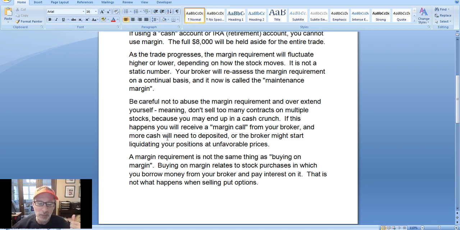So what happens is that you can get what's called the margin call from your broker saying, hey, buddy, you've sold too many put options. Your margin requirement's gone above your cash balance. This is a margin call. You need to deposit more cash into your account, or we're going to start liquidating some of your other positions. And you don't want that to happen.